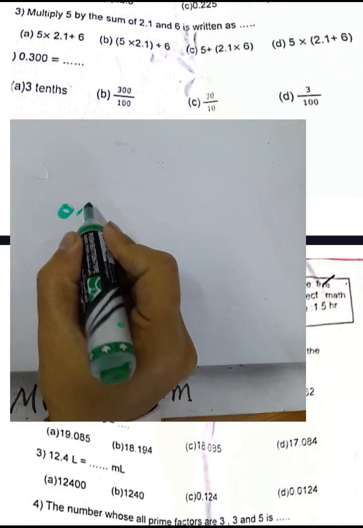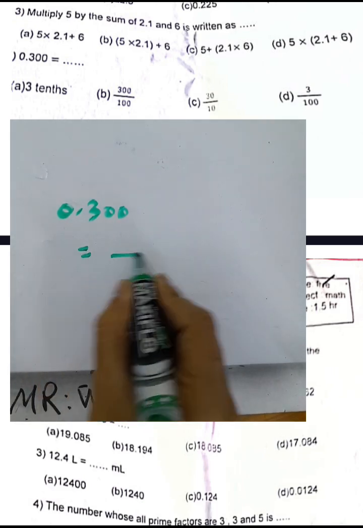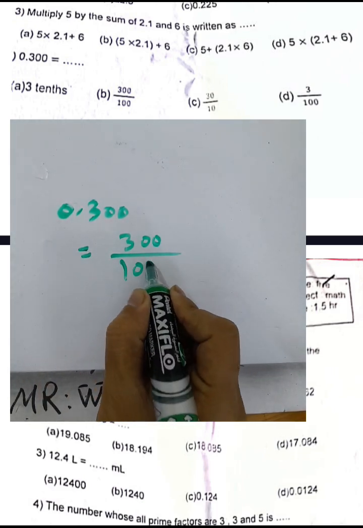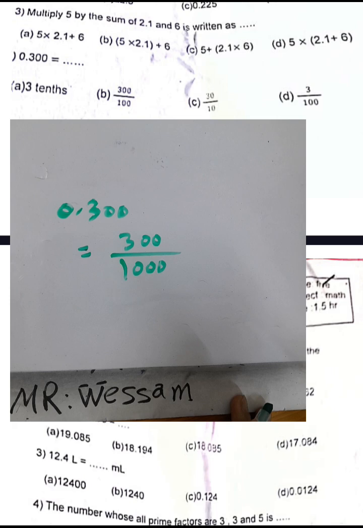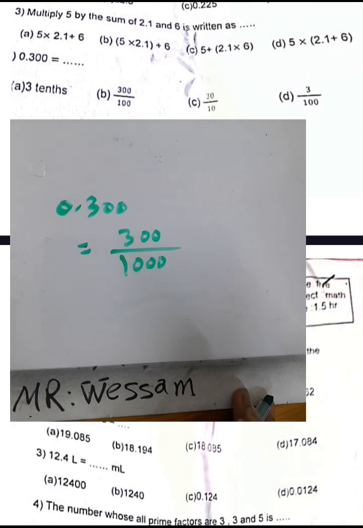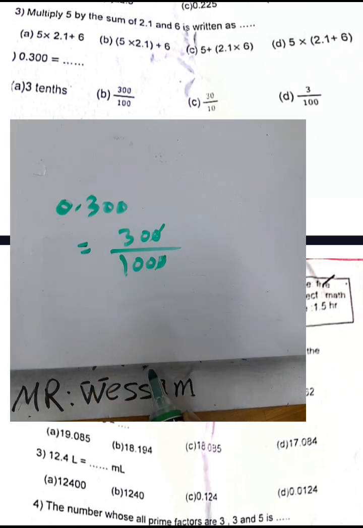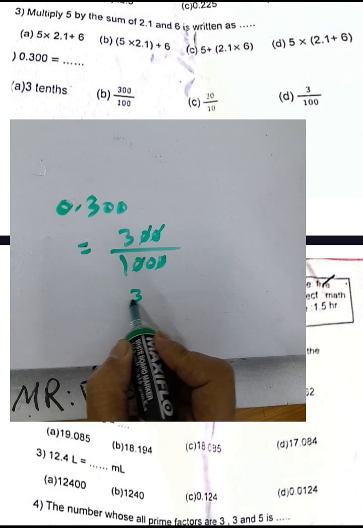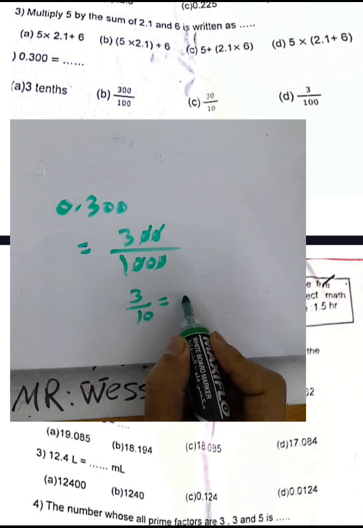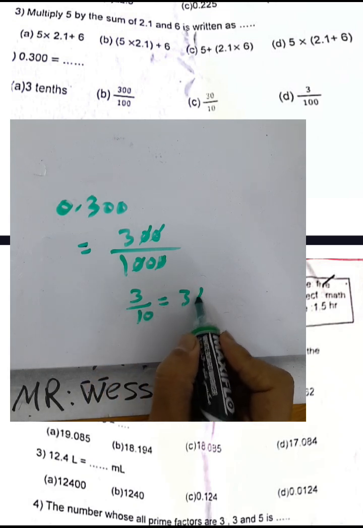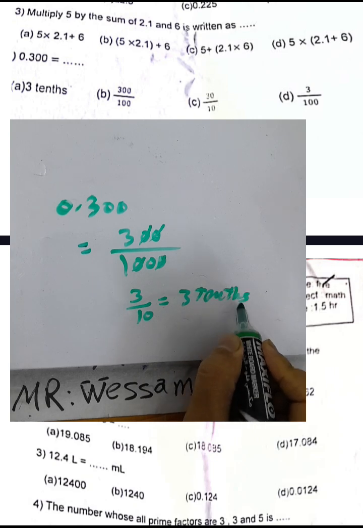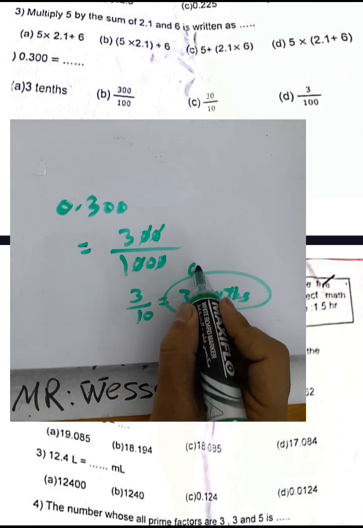$300,000, meaning 300 over 1,000. Or you can cancel 0 by 0, 30 over 100. Or cancel 0 by 0 again, 3 over 10. It will be 3 tenths. We can write 3 tenths, and the result will be letter A.